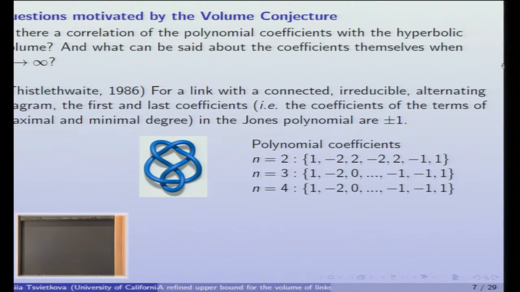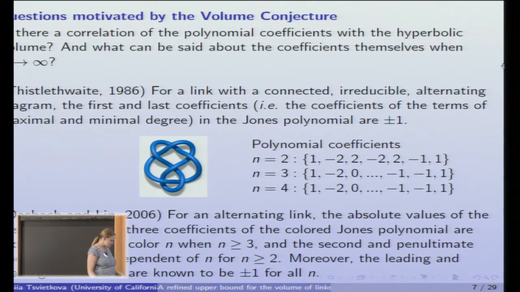So if you look at this example, indeed, we have 1, 1, 1, 1, 1, 1, right? Just for this link. And in 2006, Dasbach and Lin proved that for an alternating link, the absolute values of the first three and last three coefficients of the colored Jones polynomial are independent of the color n when n is at least three. So they actually stabilize starting from three. And then the second and penultimate coefficients are independent for n at least two. So they stabilize from the classical Jones polynomial.